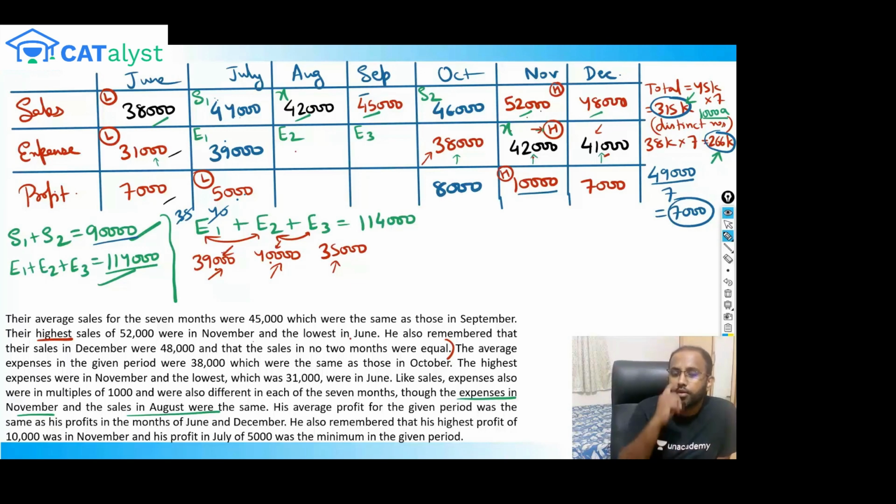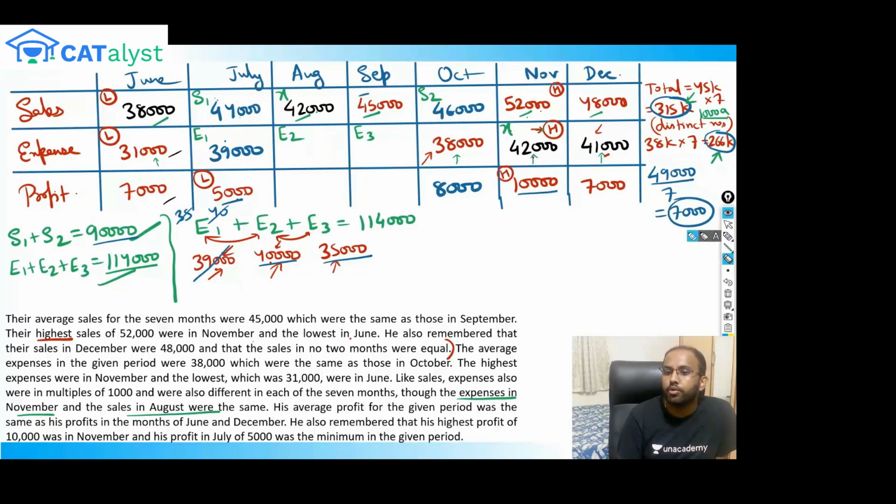No issue here. Now E2 and E3 are left. I already used 39 here, right? So I'm only left with 40 and 35. I can't use 40 here, because if I use 40 here, in that case 42 minus 40 will be 2,000, and already the lowest profit is 5,000. That means I can't put a 2 here, right? That means this is again wrong.